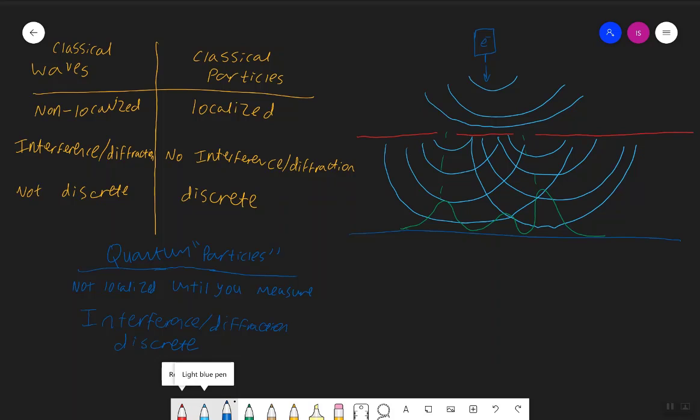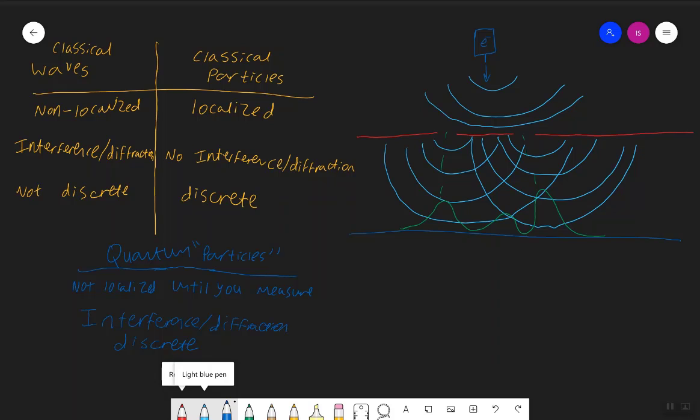Okay, so quantum particles with these properties take a little bit from both columns. They're partially localized, partially non-localized, but they exhibit interference, and they're discrete. So they're not waves and they're not particles. They can't be both. They're their own category. Quantum particles are their own category, but they behave differently depending on the experiment.